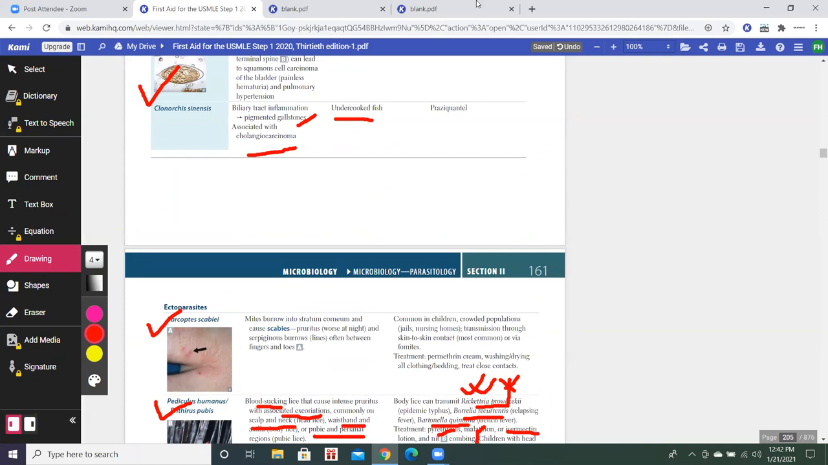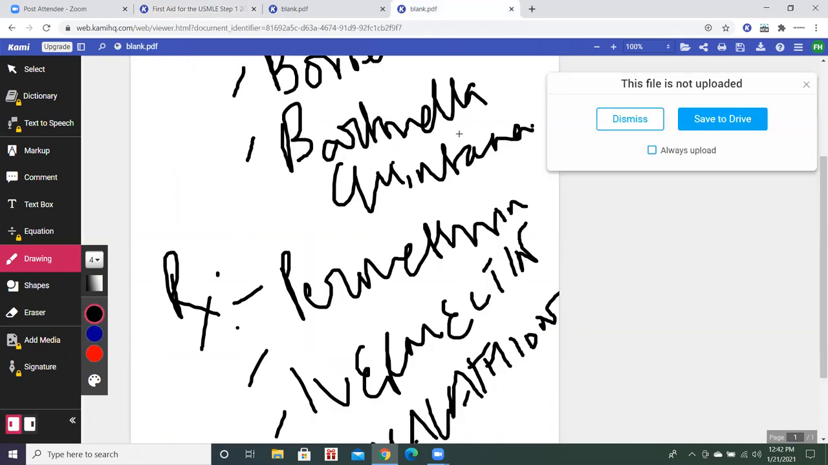Now, let me do a fast revision and recapitulation. First of all, can you guys name the organism that can cause perianal pruritus? Fast answers, please. Let me see how much the head has been working for all of us. Enterobius, very good, very proud of you guys. Next one is, which organism can cause striated muscle inflammation? Trichinella spiralis, very good.